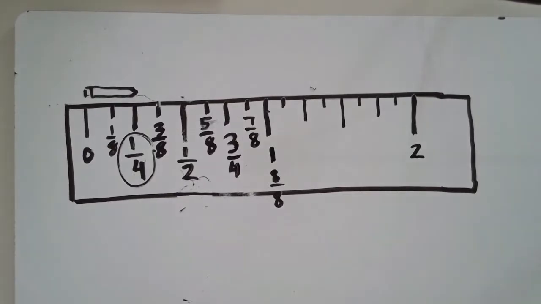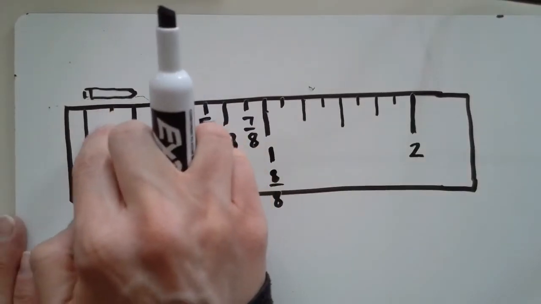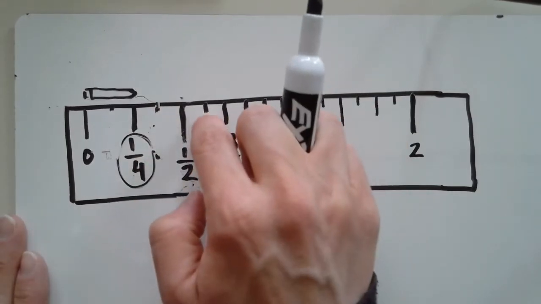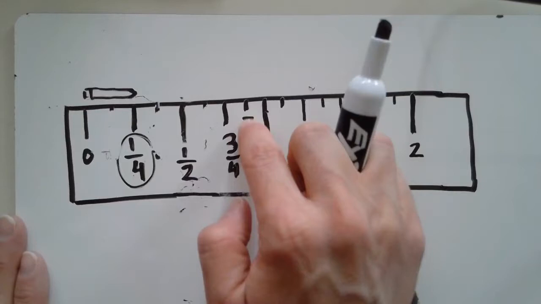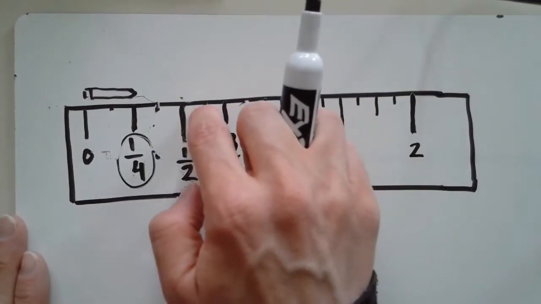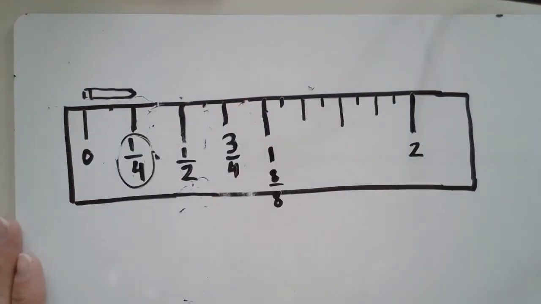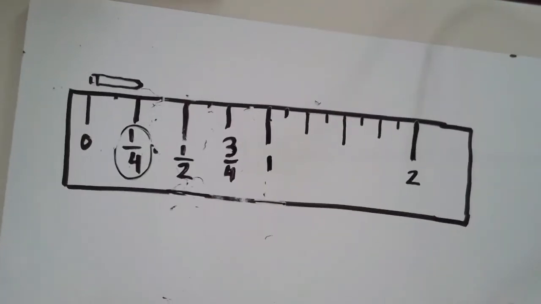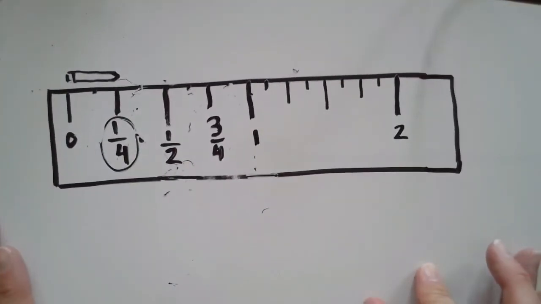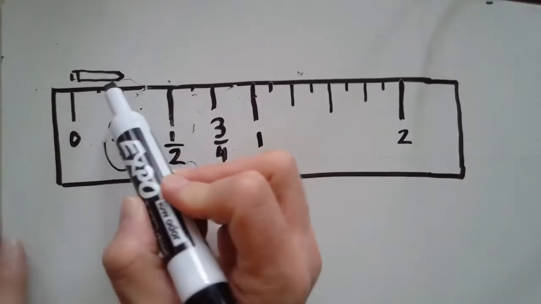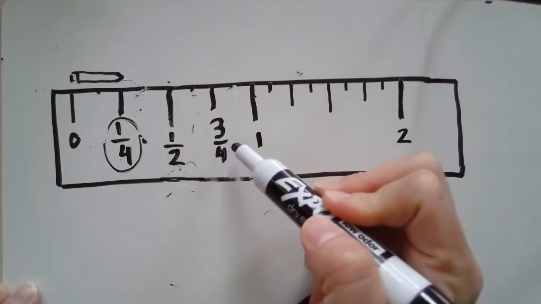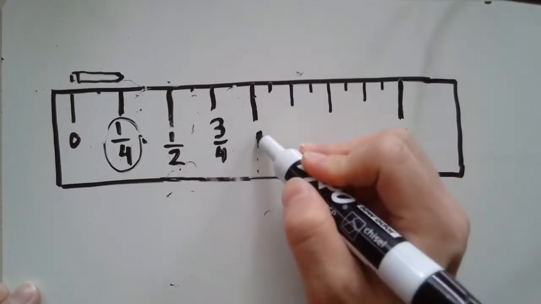So, I am going to erase my little 8ths marks so that it's a little bit easier for us to just focus on measuring to the 1/4 inch, because that'll be easier when we're first learning. Okay, so when you look here, you will see this first line is 1/4 of an inch. This is 1/2 of an inch. This is 3/4, and that's 1 whole.